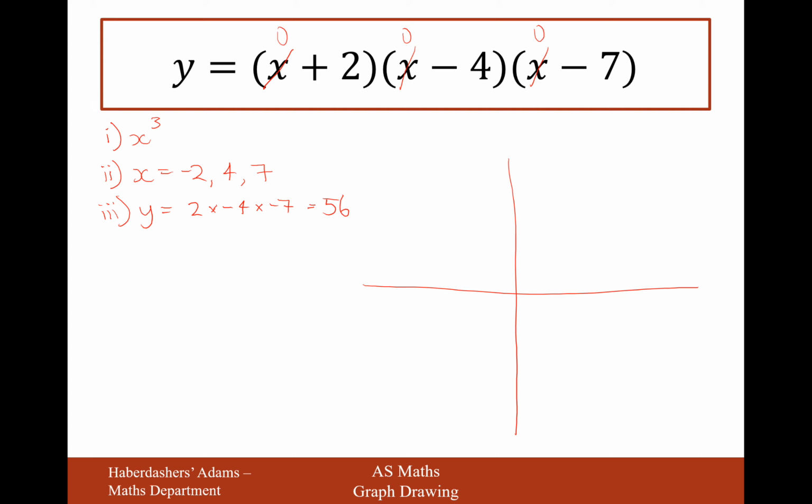So what does an x cubed graph roughly look like? Well, it roughly looks something like this. You should know that from knowing what your standard graphs look like. So it's going to start down the bottom right. It's going to go through minus 2, through 4 and through 7. It's going to go through 56 up here. So let's start to draw things in.